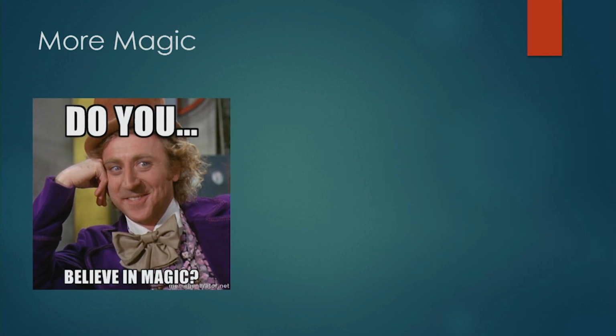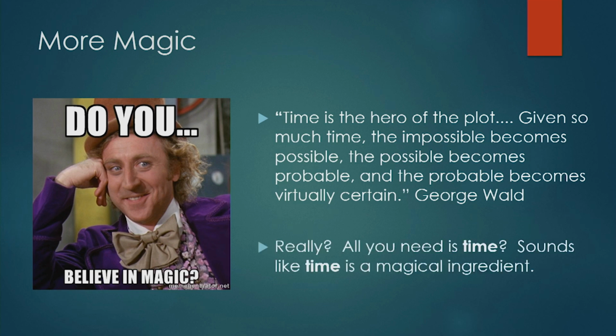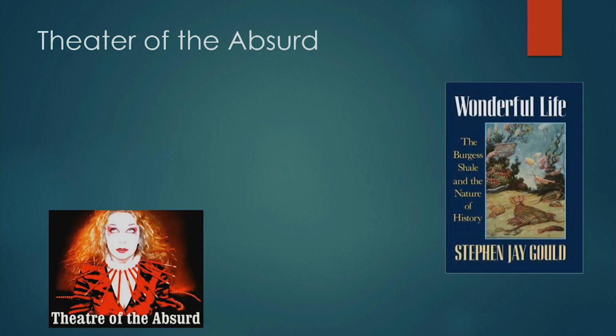Now, here's a quote from George Wald. He received the Nobel Prize in medicine. This is what he said. Time is the hero of the plot. Given so much time, the impossible becomes possible. The possible becomes probable, and the probable becomes virtually certain. Really? All we need is time, and the impossible becomes virtually certain? Sounds like time is a magical ingredient. Now we enter the theater of the absurd.